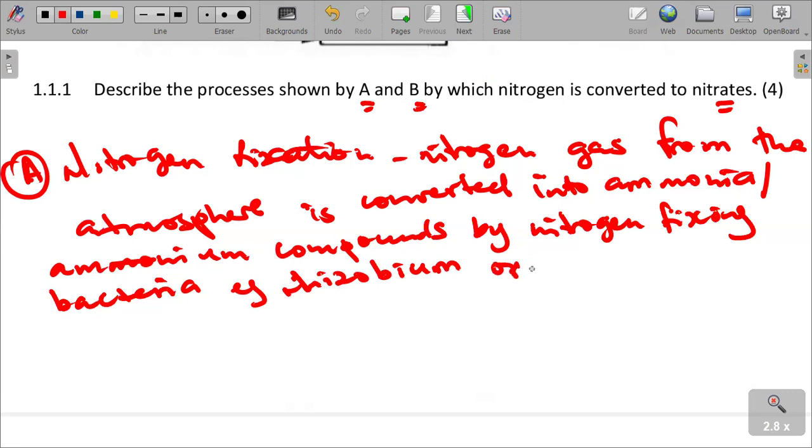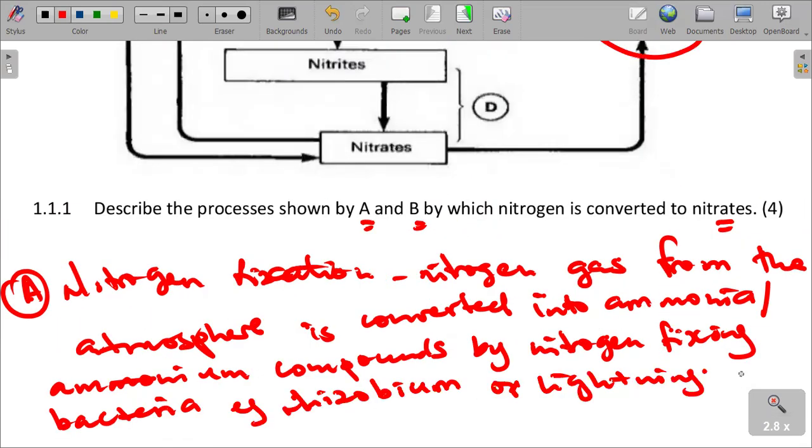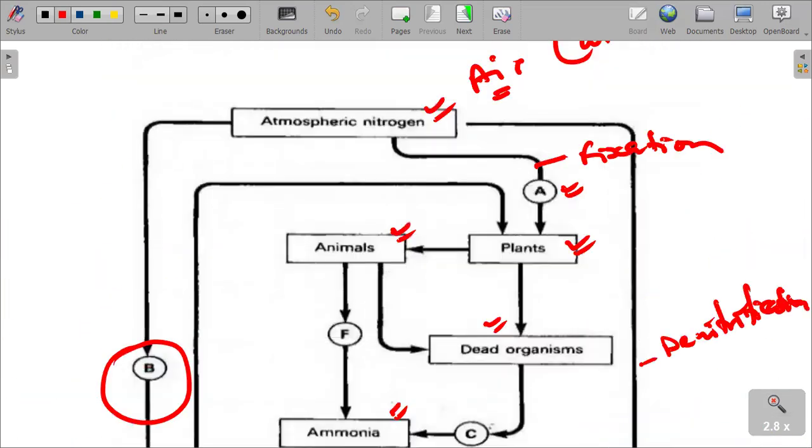It can also be done by lightning. Lightning also can convert nitrogen in the air into nitrogen in the soil that is used by plants. So what we are saying is nitrogen gas from the atmosphere is converted into ammonium compounds by nitrogen fixing bacteria, which is rhizobium, or lightning. So therefore it can be used by plants. That is what is shown by A. It is nitrogen fixation.